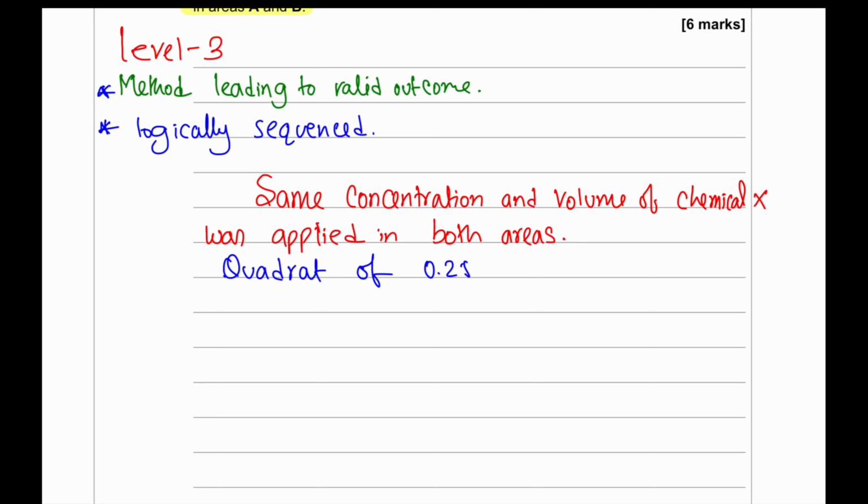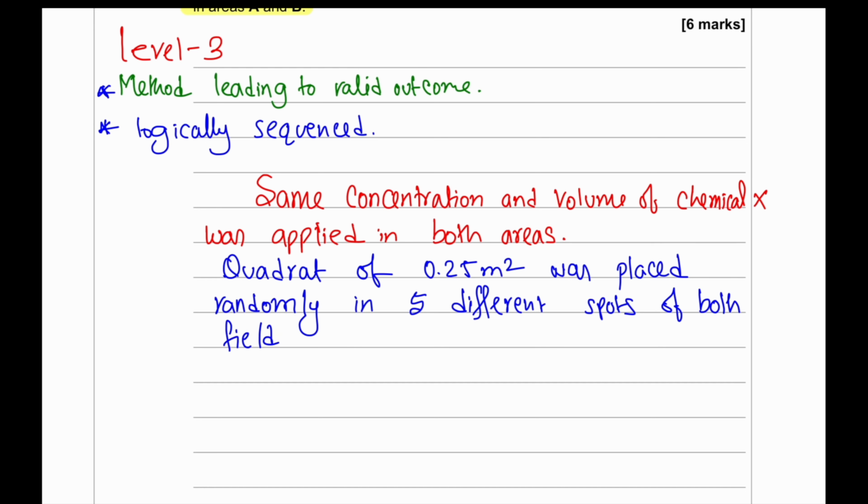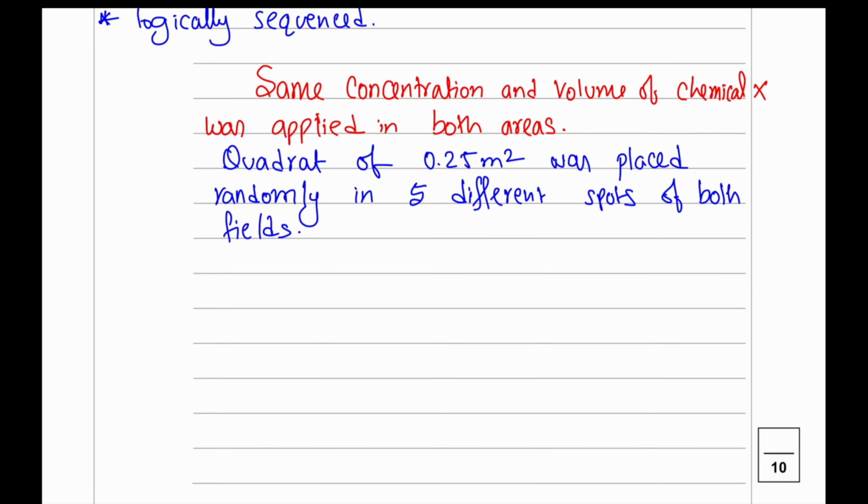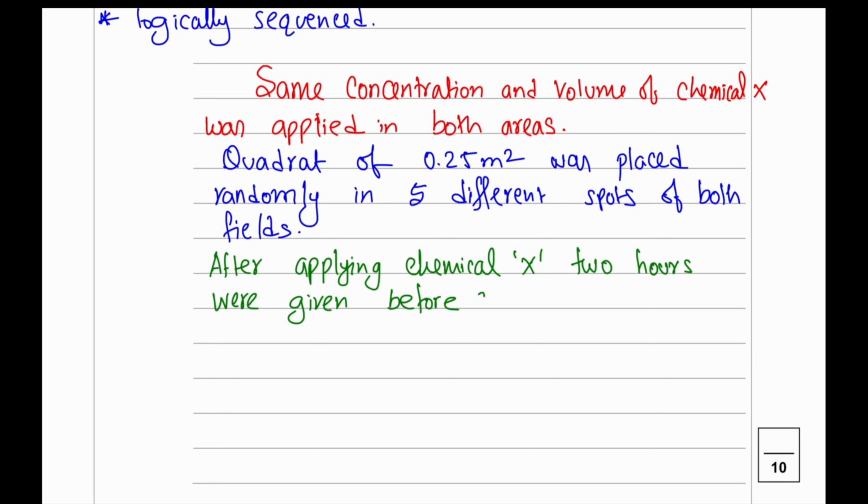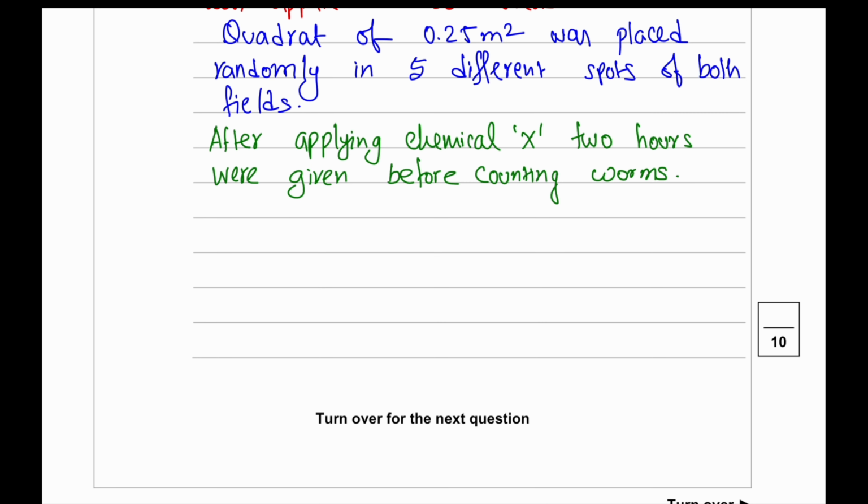Then we can say the same size of area is sampled in both of the areas. We don't need to mention it every time. We can mention it for one area and then talk about repeating for the other area. In each case, the same size of quadrat was used and the quadrat was placed randomly. Same time between application and collecting worms, like, once chemical X is poured, maybe the worms were counted after like 2 hours.